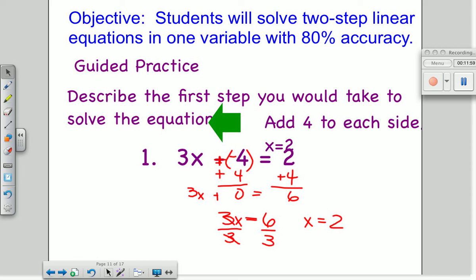Let's see if that makes sense. That means 3 times 2 is 6. 6 minus 4 is 2. And yes, that works.